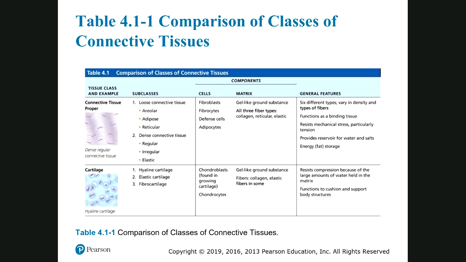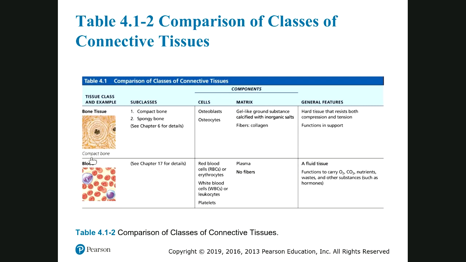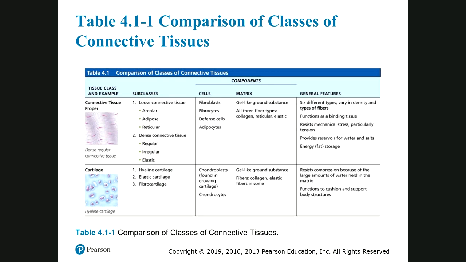Moving on to connective tissue. Connective tissue is the most abundant and widely distributed tissue in the body. There are 4 main classes of connective tissue and several subclasses. These are connective tissue proper, cartilage, bone tissue, and blood. Connective tissue does much more than just connect the body parts.